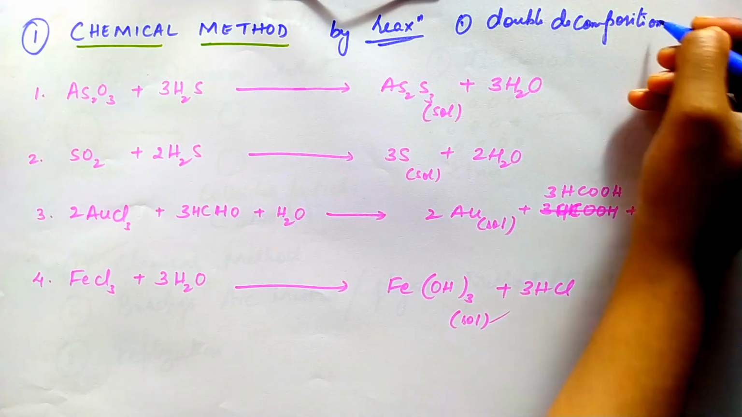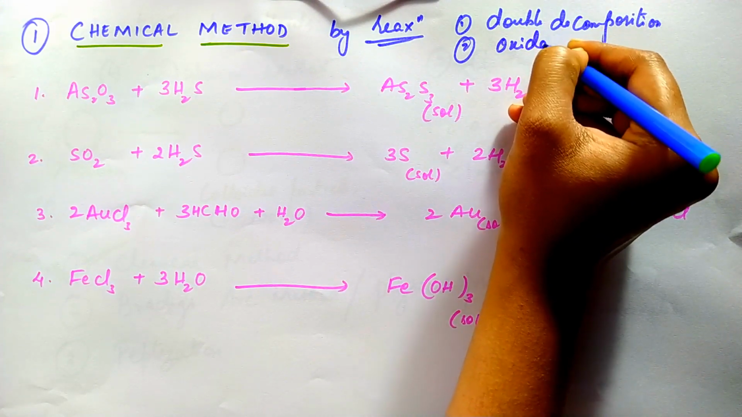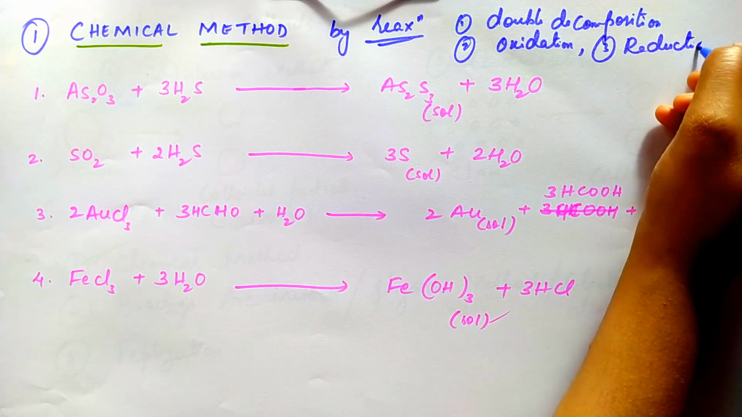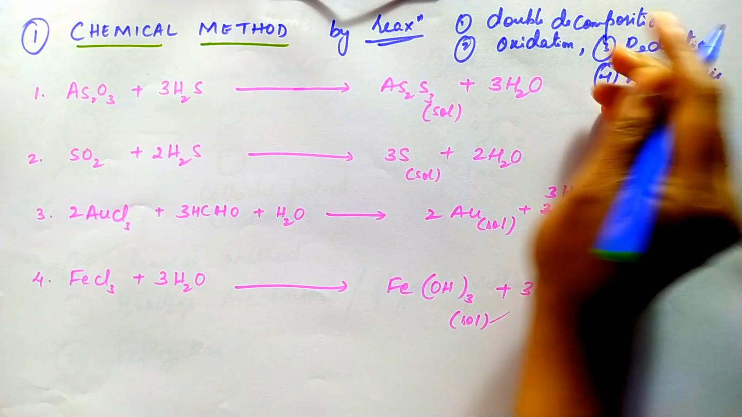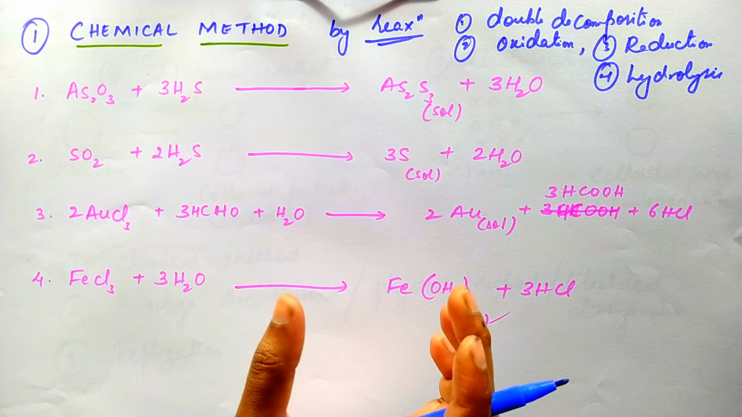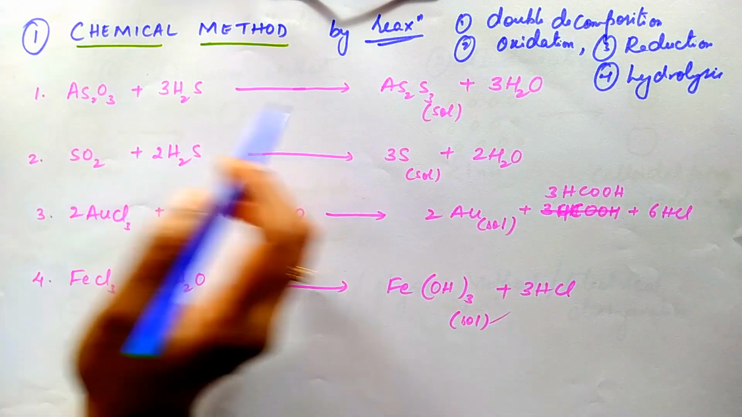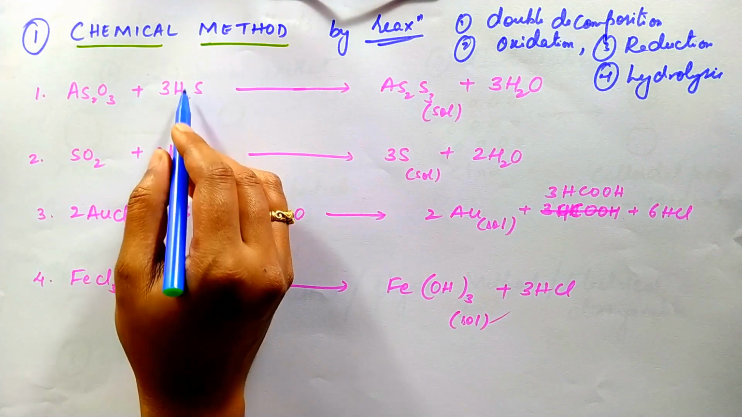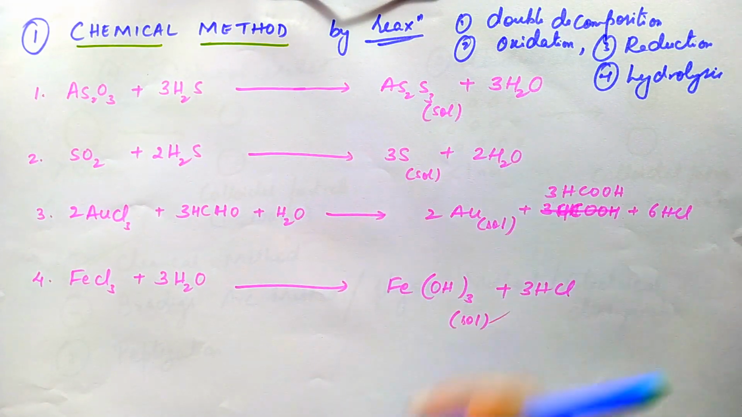We can get a colloidal sol by oxidation and also by reduction process, and the last one is by hydrolysis. By this method we can prepare this sol. Sol means colloidal solution. Let us take the first example. The first one is arsenic oxide combines with hydrogen sulfide to form arsenic sulfide with water. This is the sol that we have prepared.